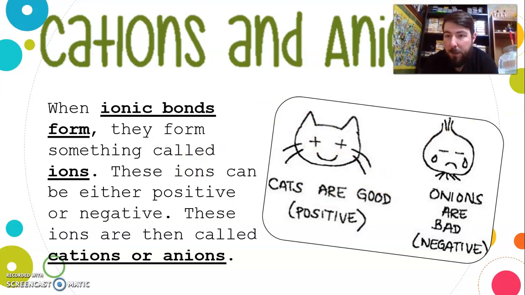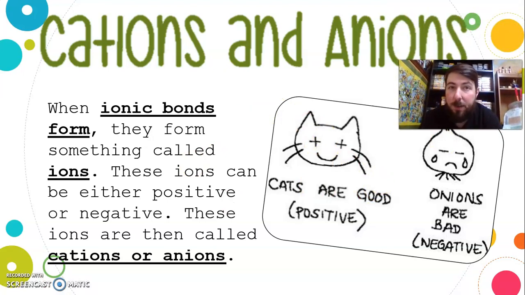So when we talk about metals and nonmetals giving away their electrons, if an element has a different number of protons and electrons, then it's no longer called an atom, but it's called an ion. And specifically, when we're talking about ionic bonding, they have special names called cations and anions. So the cations, you can see here, are going to be positive, and the anions, or if you want to think of it as the onions, are going to be negative.